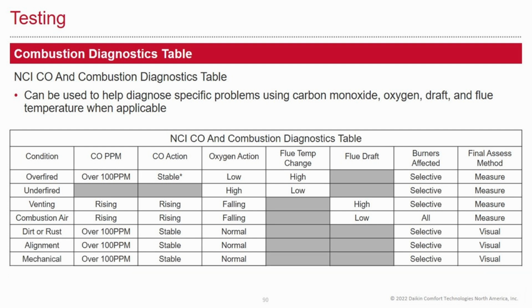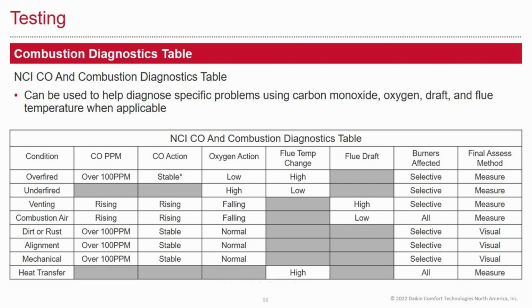If it was a mechanical problem, CO would be over 100 parts per million. CO action stable. Oxygen action normal. Burners affected would be selective. The final assessment method would be visual. Heat transfer. The flue temp change would be high. All of the burners would be affected, and it would take a measurement for the final assessment.